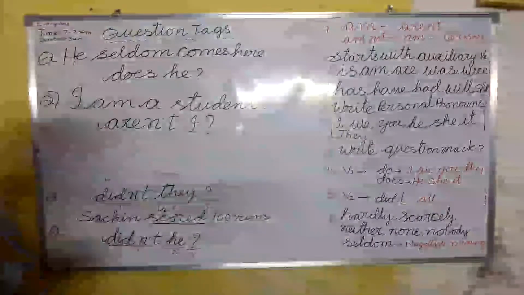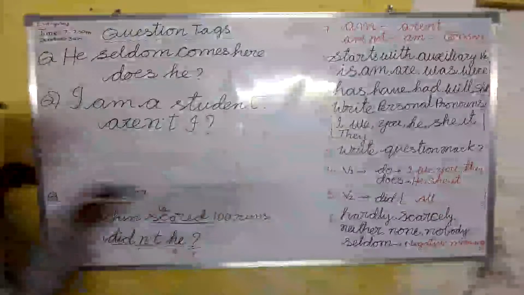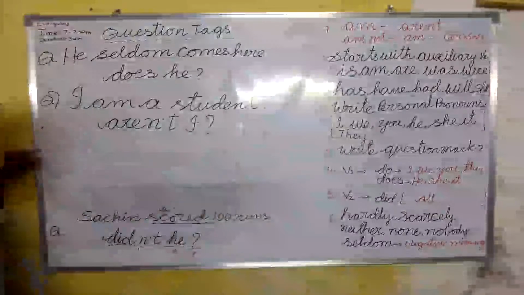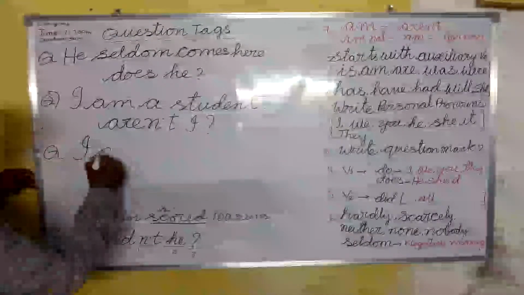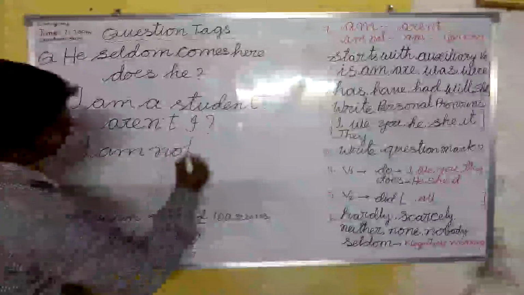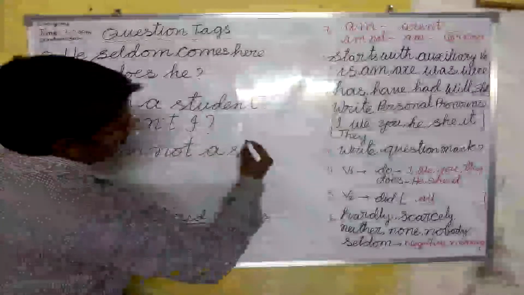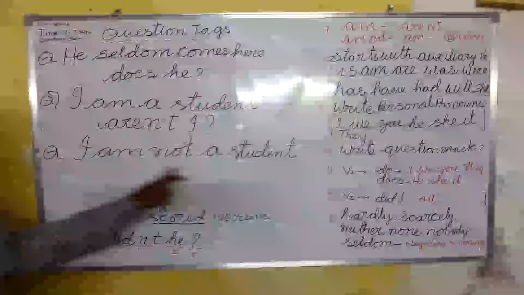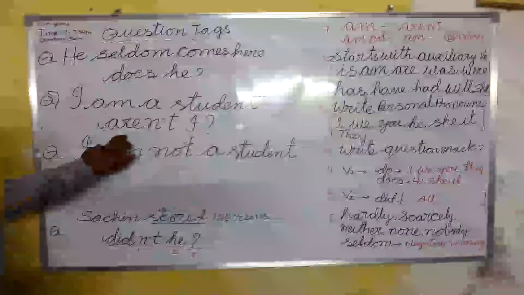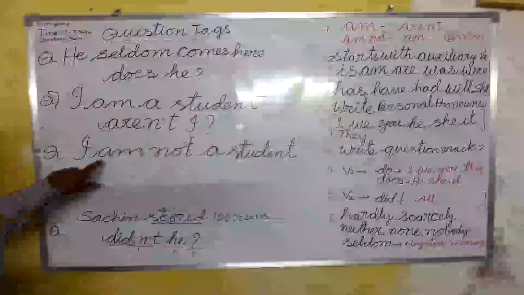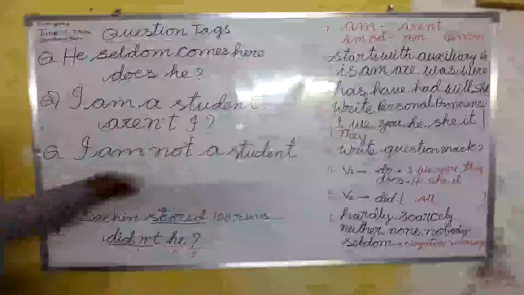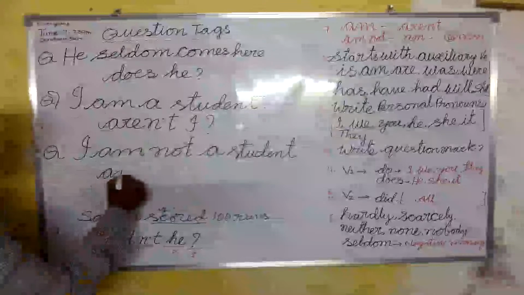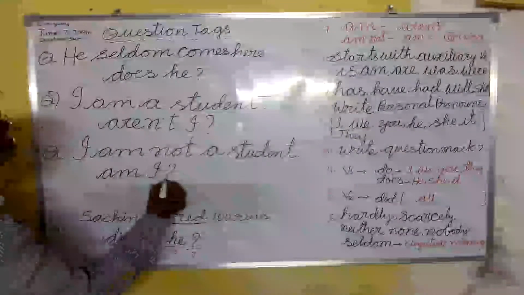For example, you see here another example. As we don't have enough time, I am going to wind up after this question. See, I am not a student. I am not a student. So it is a negative. So when it is positive, are has to come. Here, when I am not comes, it must be am. Am I? Question mark. Remember that.